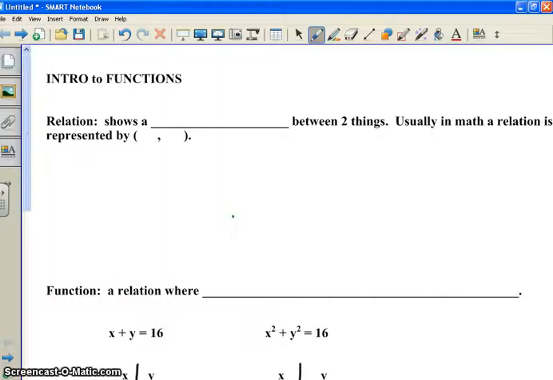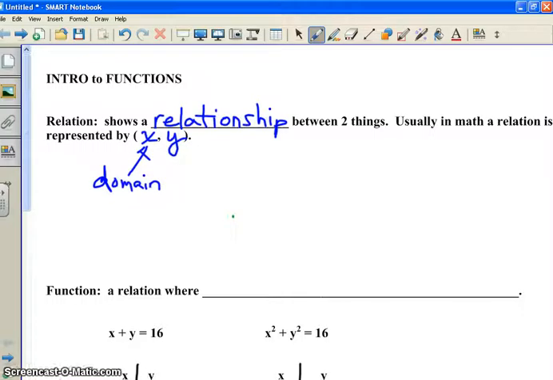And all that a relation is, it shows a relationship between two things. Usually in math, a relation is represented by an ordered pair, x comma y, like you would graph on the coordinate plane. Now, in terms of function vocabulary, these x's and y's also have other names. The x is also known as the domain of the function, and the y value is also known as the range of the function.